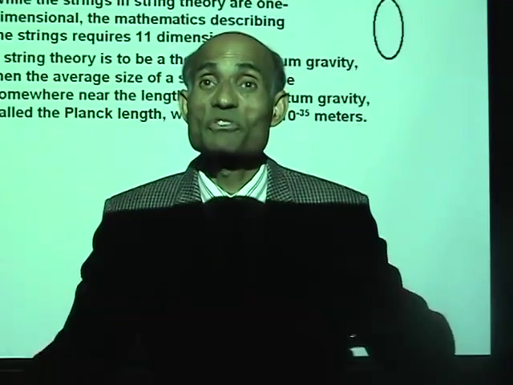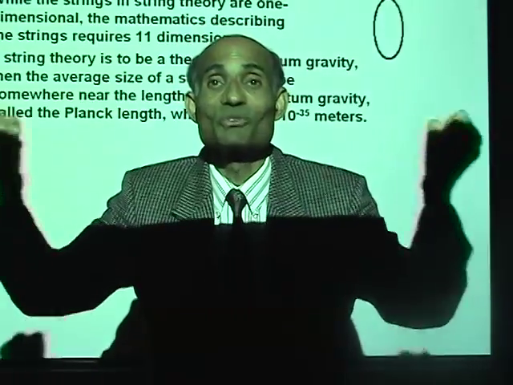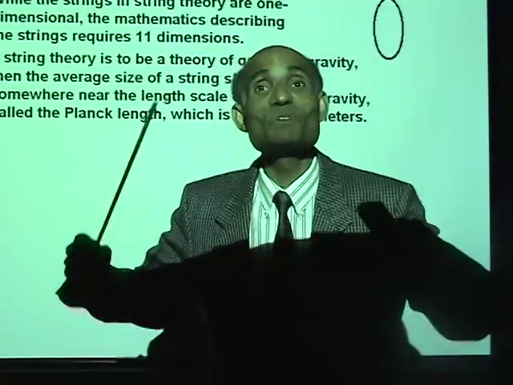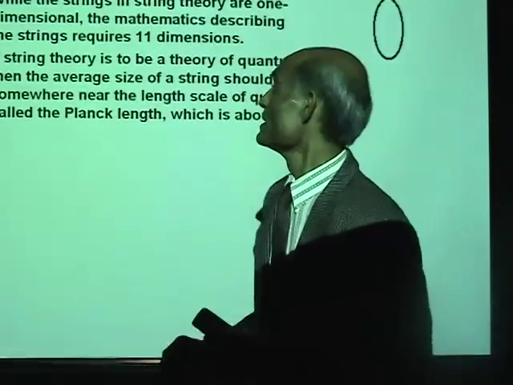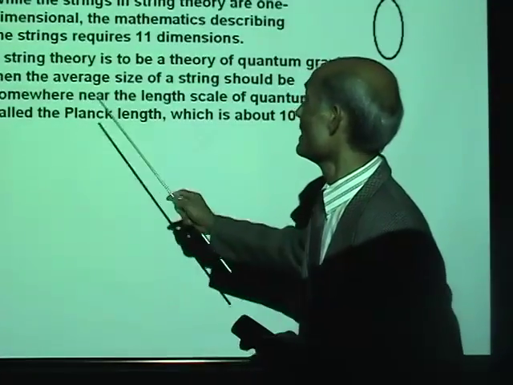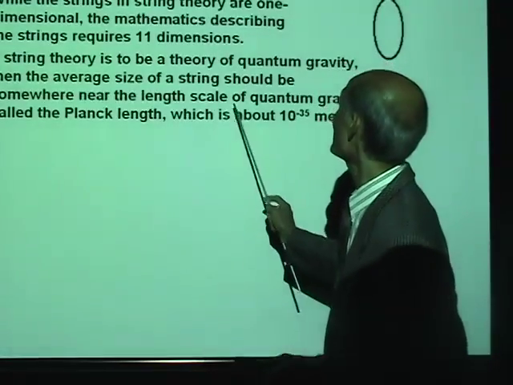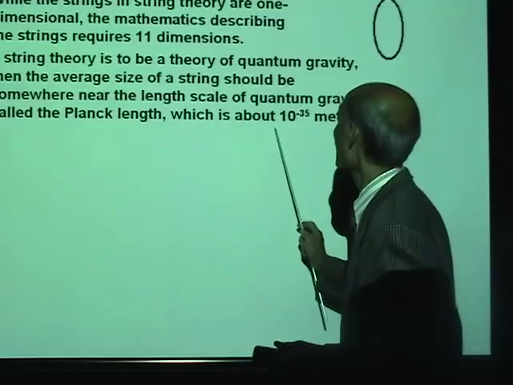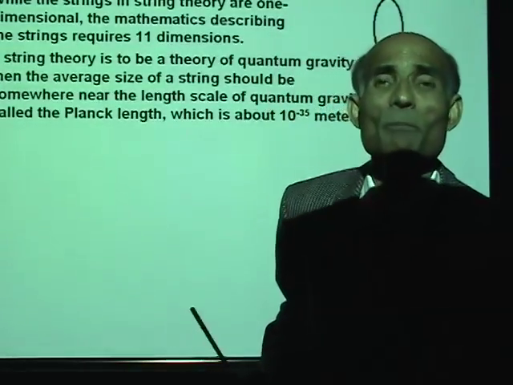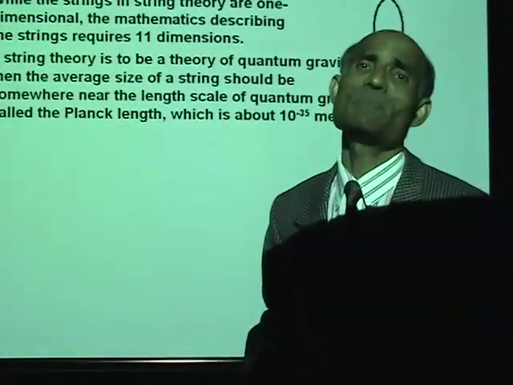You see, the theories that describe the universe give you endless promises to think about, dream about, and make your own theories. That is the beauty of theories like this. So, if string theory is to be a theory of quantum gravity, then the average size of a string should be somewhere near the length scale of quantum gravity, which is 10 to the power of negative 35 meters. A trillionth of a trillionth of a trillionth of a meter.